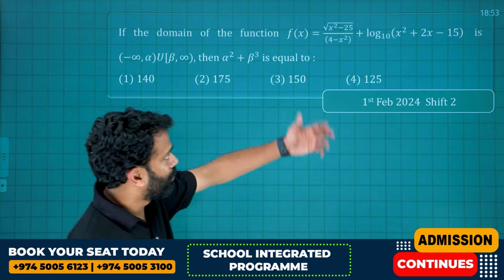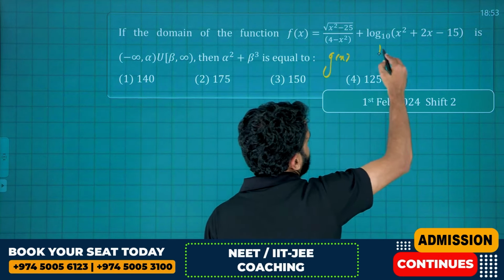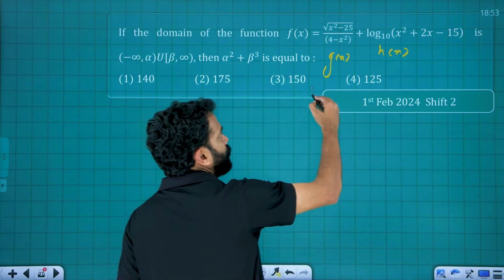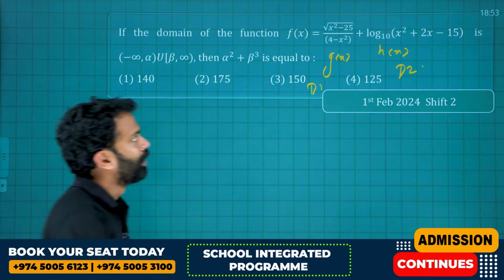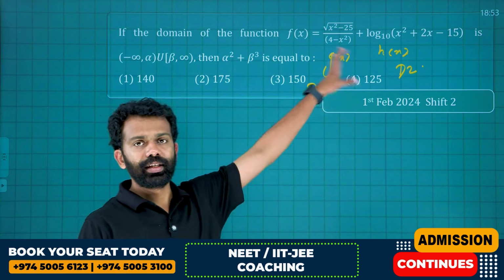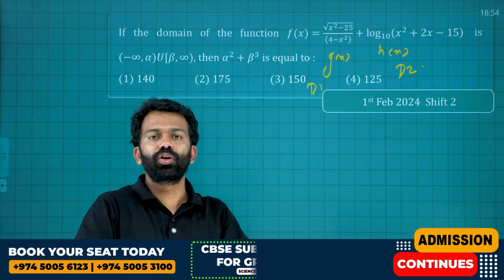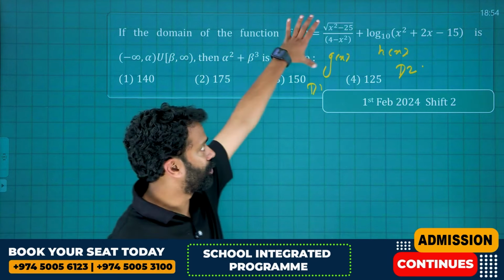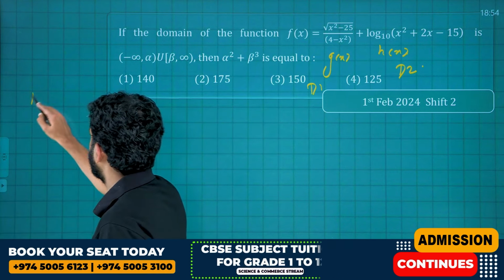Let's break this. Let's take this as g of x and this as h of x. Let's assume the domain of g of x is d1 and the domain of h of x is d2. If two or more functions are expressed like this, you need to find the domain separately and find the intersection of all of those domains. Only then you will get a proper answer. So let's find the domain of this one first. It's easy actually. That is d1. I'm going to find d1 here.